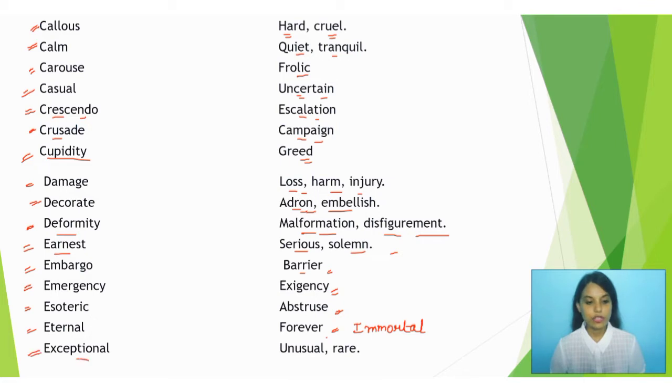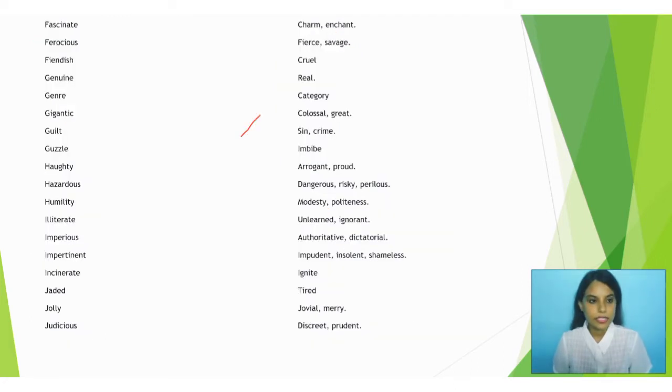Next is exceptional. Exceptional means not very usual, like kind of unique, like different from the others. That's unusual or rare, you can say. Next word is fascinate. Fascinate means quite attractive or yeah, quite charming, quite enchanting. Then we have ferocious, like fierce, angry, savage, rage. Okay, fiendish. Fiendish means cruel or wicked. Okay, bad. Genuine. Genuine means real.